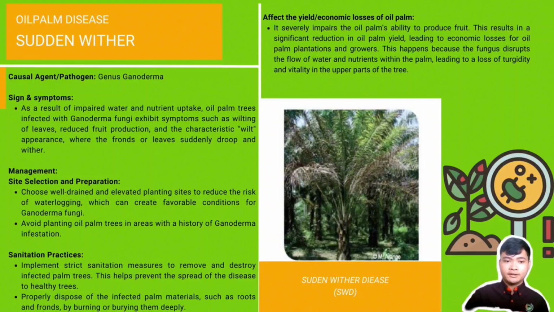The effect of the disease on the yield or the economy of the oil palm: it severely impairs the oil palm's ability to produce fruit. This results in a significant reduction in oil palm yield, leading to economic loss for the oil palm plantation or the grower. This happens because the fungus disrupts the flow of water and nutrients within the plant, leading to the loss of turgidity and vitality in the upper part of the tree.